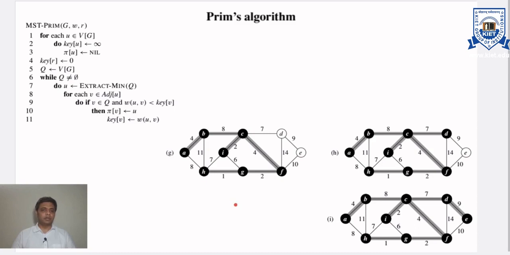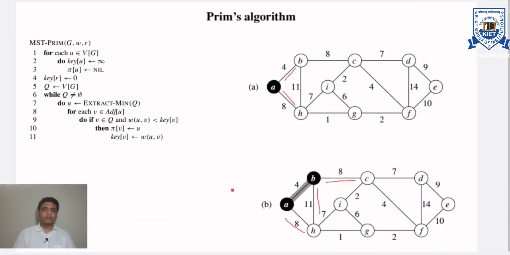Now take a look at this algorithm. Up to this point, I think there should be no issue. Each and every step is crystal clear. Start from some point, consider all the edges which are directly associated with selected vertices, and pick the minimum edge with minimum weight, and this process will keep going till all the nodes are selected. So now what's going on in this algorithm? Let's see. So come back to the first slide here.